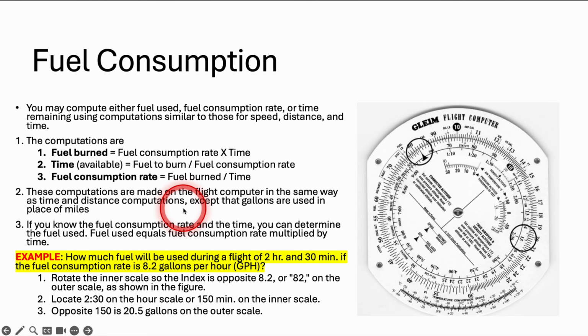So here's a problem looking at fuel consumption, and just quickly looking at an example right here. How much fuel will be used during a flight of 2 hours and 30 minutes if the fuel consumption rate is 8.2 gallons per hour? So we're flying for 2.5 hours, and we should be burning 8.2 gallons per hour. You can quickly figure that out just using this method up here, but for practice, we're going to look at the flight computer.